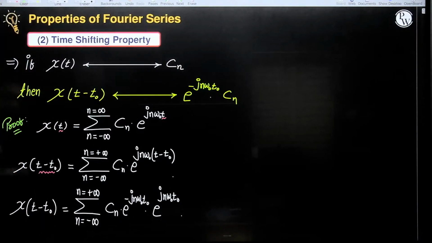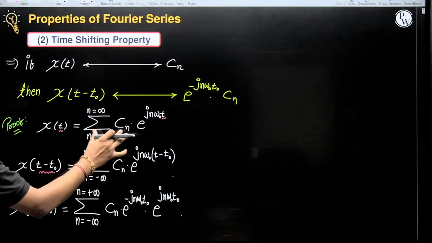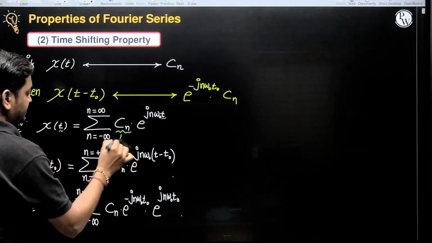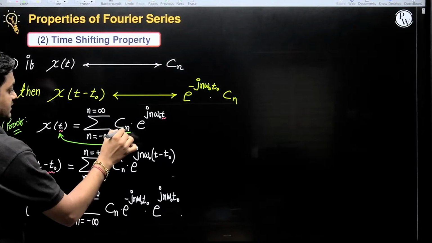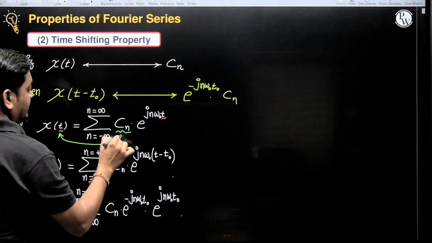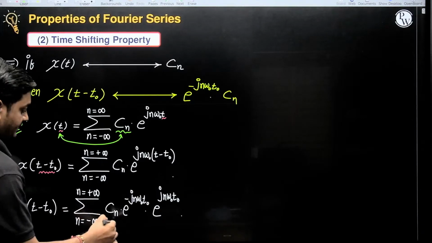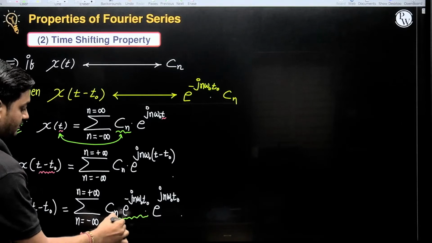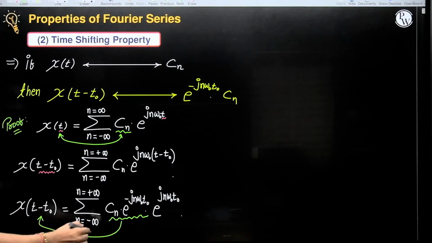Now you can observe here, guys, compare this and this one. Here you can see Tn is a coefficient of x of t. Tn is a Fourier series coefficient of x of t. Then can we say this term is nothing but the Fourier series coefficient of x of t minus t naught? Can you write like this?